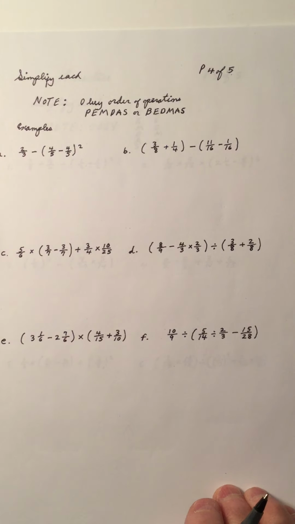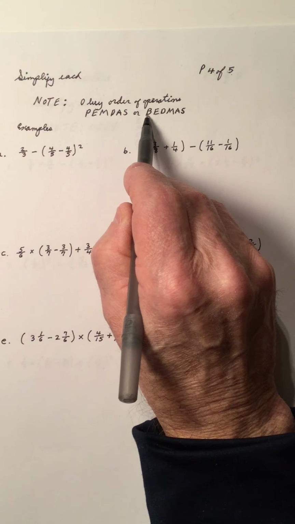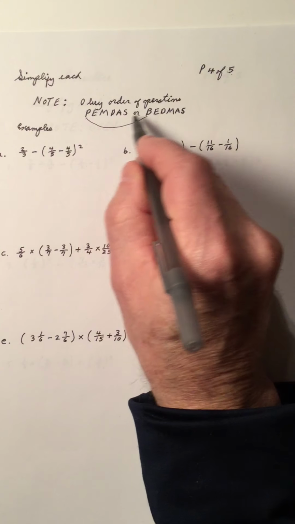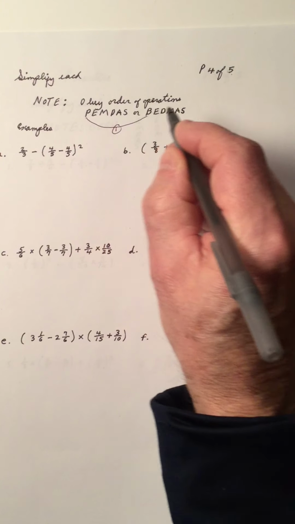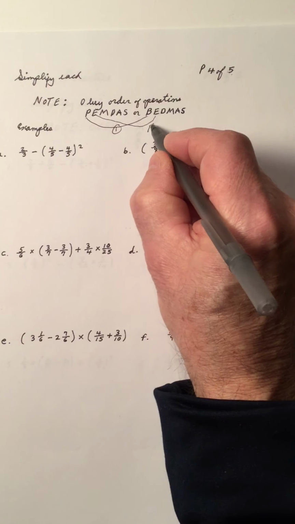Well, let's look at the order of operations. So important in math. Parentheses and brackets is what we do first. So this is two ways to do it, PEMDAS or BEDMAS. So that's brackets or exponents. That's first. And the next that we do is we do the exponents.